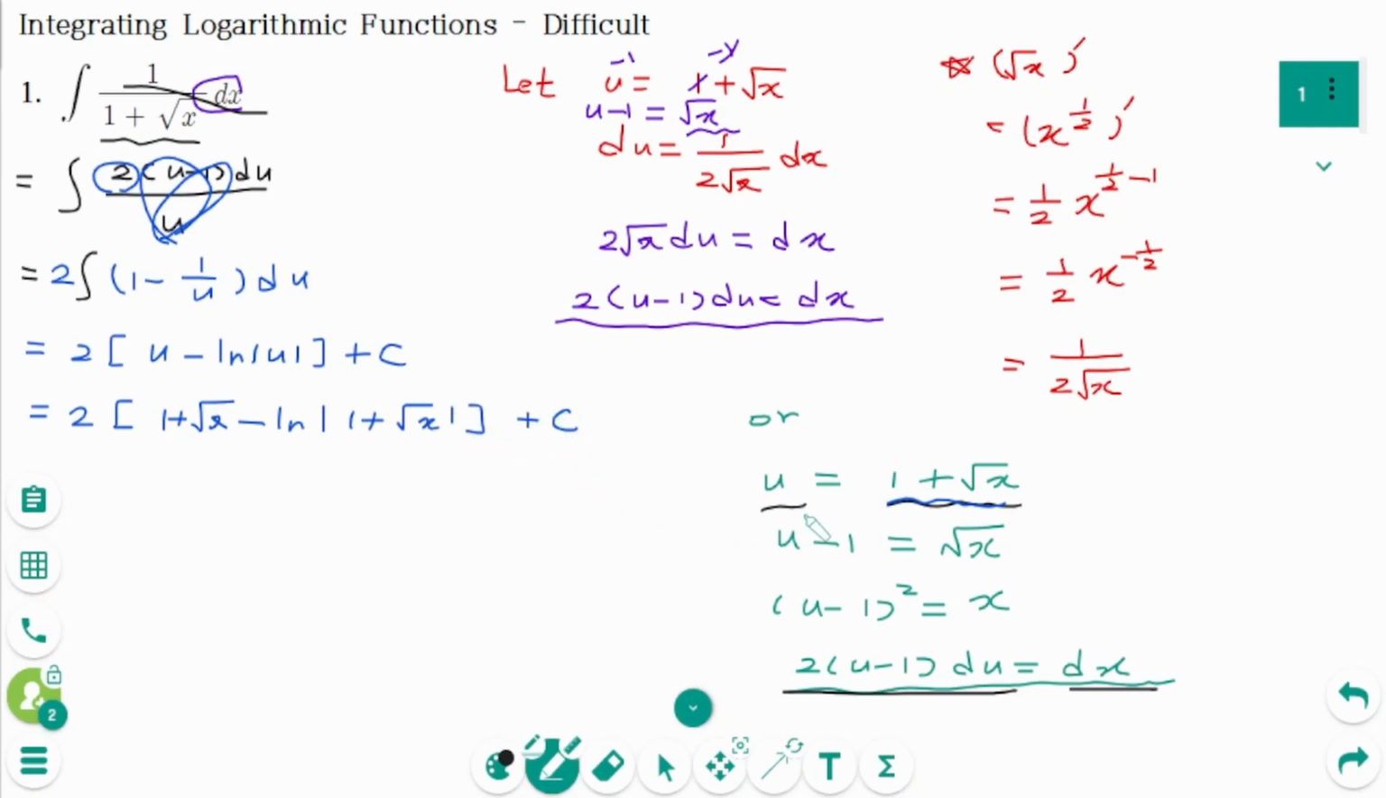Here, square root of x is always greater than or equal to 0. So 1 plus the square root of x is always greater than 0. Then we can rewrite as 2 times 1 plus the square root of x minus ln of 1 plus the square root of x plus c, without the absolute value sign.